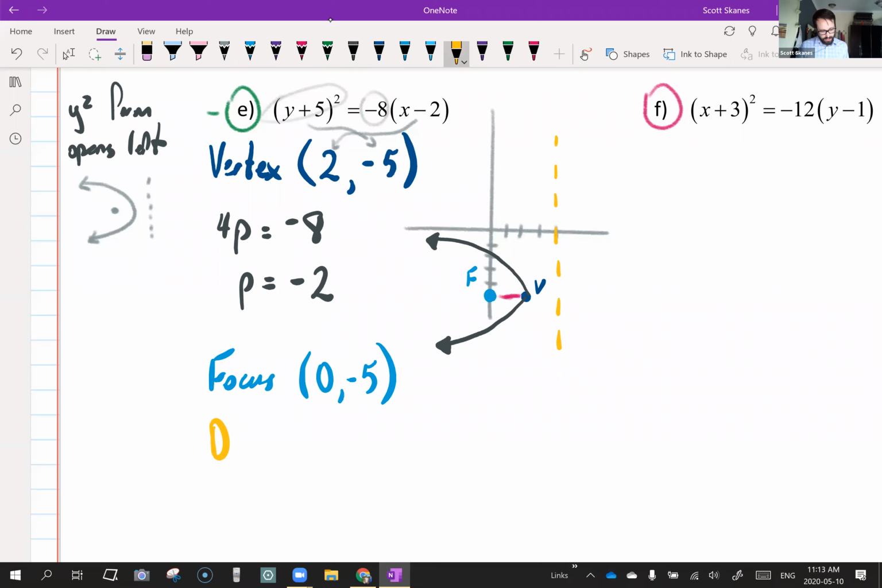The directrix is a line. It is not a point. So what is it? Is it a line where all the y values are the same? No, there's different y values as you go down this, but they have the same x value. So it's x equals 4. So really, these are my important pieces here. Directrix, focus, vertex.